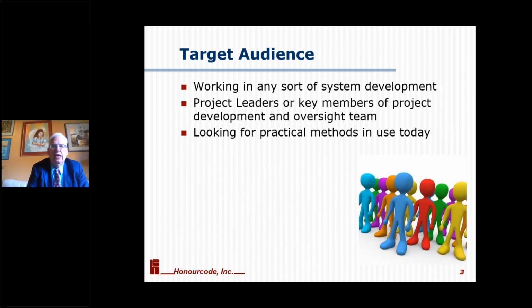People who are working on any type of system development are part of the target audience, because system engineering is basically the modern way of how we develop systems. Project leaders are key members of the project development oversight team and are looking for practical methods to use today.